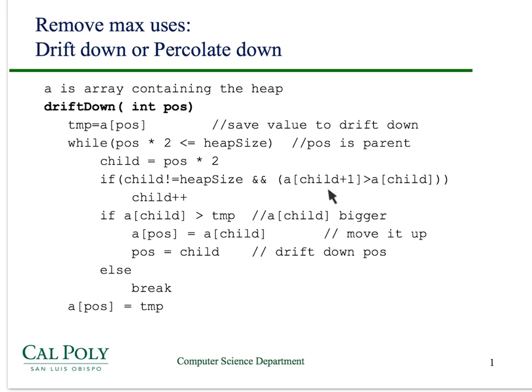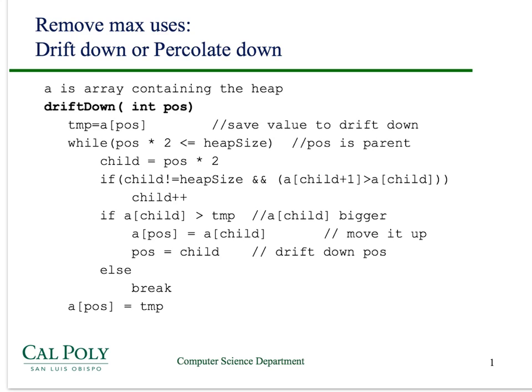And then we check if the right child is bigger than the left child. If the right child is bigger than the left child, then that's the one we're going to want to switch. So if the right child is bigger than the left child, then we increment child so that it's pointing to the bigger of the children of the parent.